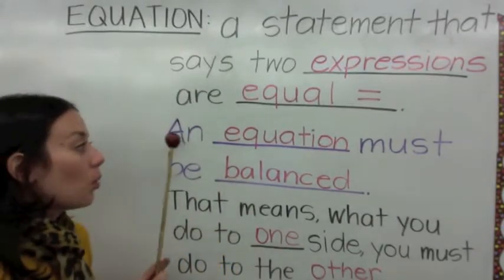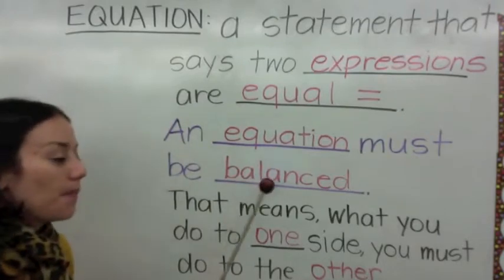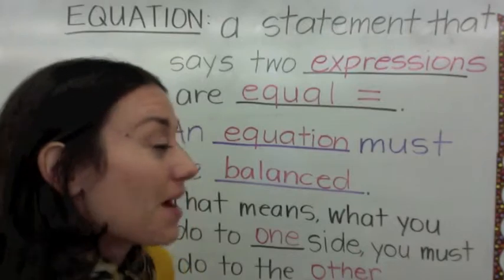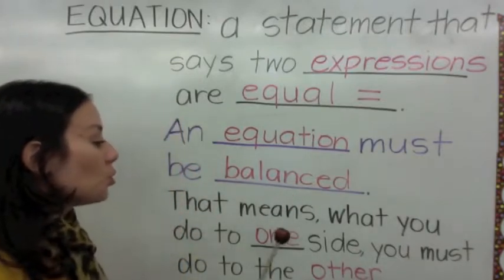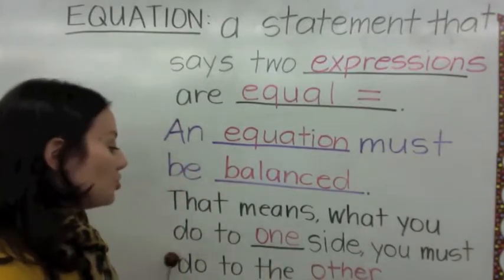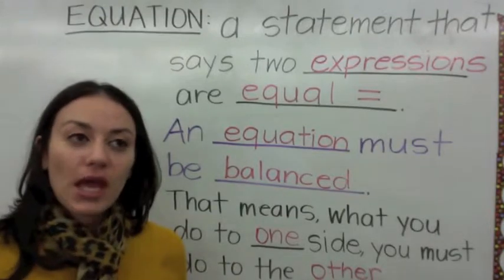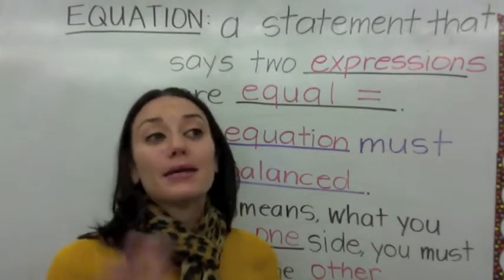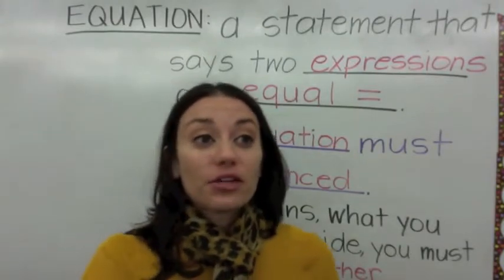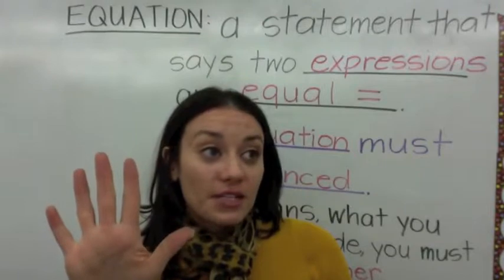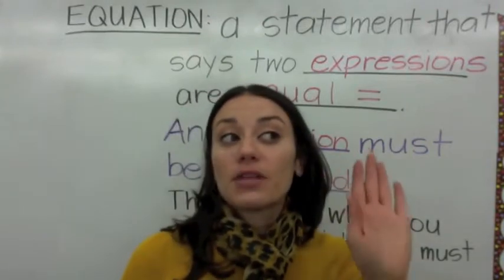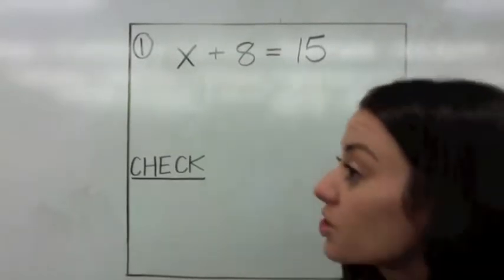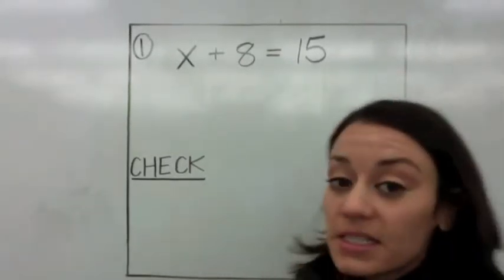Now, an equation must be balanced, okay? That means what you do to one side, you must do to the other. So in this lesson, we are subtracting a number from both sides. Whatever you subtract from one side of the T, you have to subtract from the other side. So we are solving equations by subtracting today.